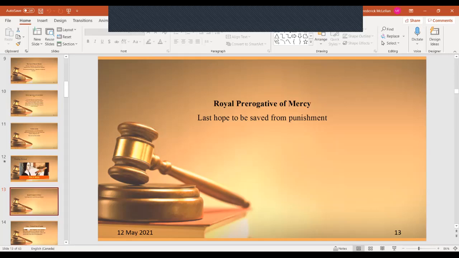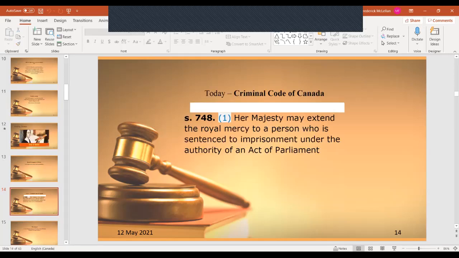And the reason I want to point this out is because the Royal Prerogative of Mercy, which has been in place for centuries and centuries, is still found today in Canada's Criminal Code. Section 748 subsection 1 of the current Criminal Code of Canada, 2021 edition, says this: Her Majesty may extend the royal mercy to a person who is sentenced to imprisonment under the authority of an act of parliament, the act of parliament almost always being the Criminal Code. So this centuries-old option is still available. And it actually is used quite commonly these days for any number of purposes, mostly with respect to pardons, but it can also go to mitigations of sentences.